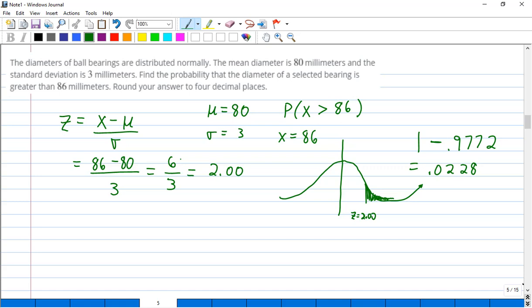So what does that mean? The probability of selecting a bearing and its diameter being greater than 86 millimeters is 0.0228, or about 2.28% chance of that happening. But it wants us to write the answer as a decimal. So 0.0228.